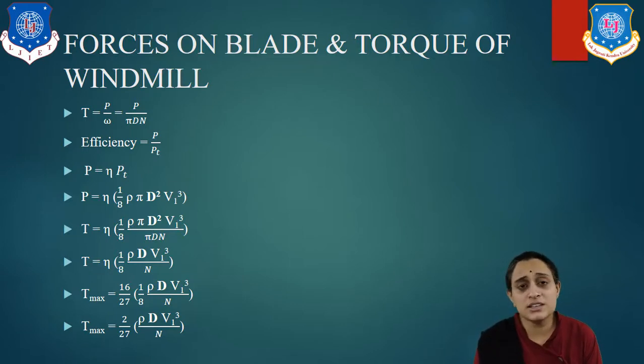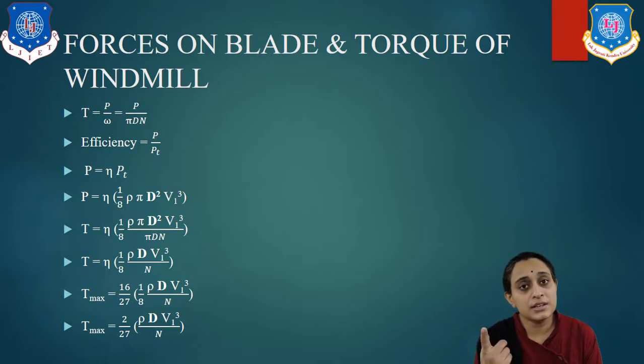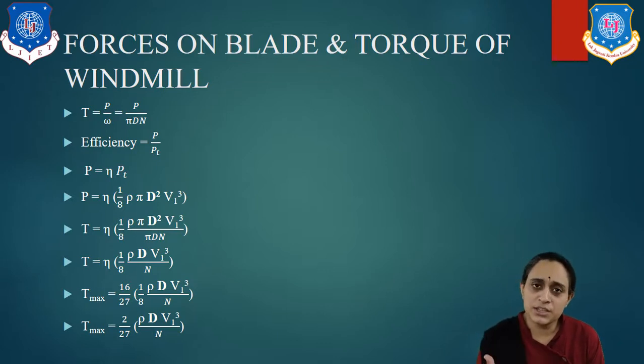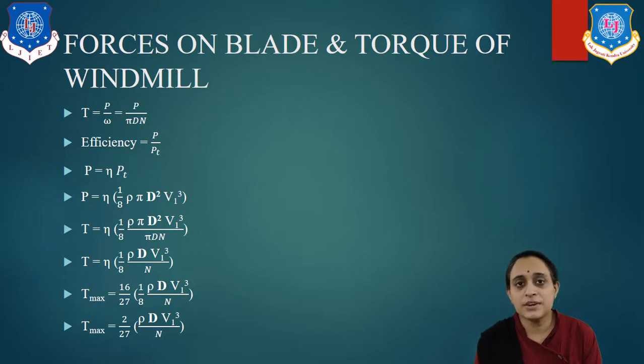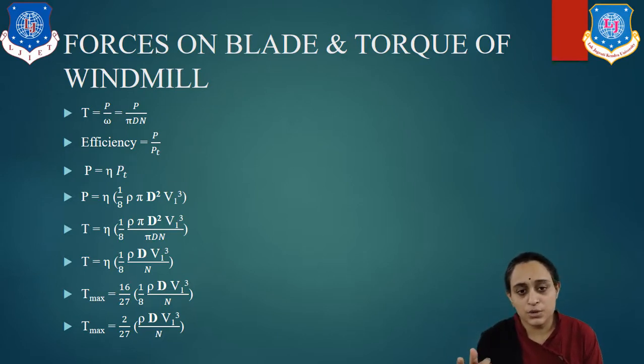Now we have already studied the equation of total power. So what is the equation of total power? It is 1 by 8 rho d square V1 cube. It is the equation of PT. Now let us put the equation of PT in our torque equation. We can find out T is equal to eta 1 by 8 rho d square V1 cube upon pi d n, because divided by omega is there.